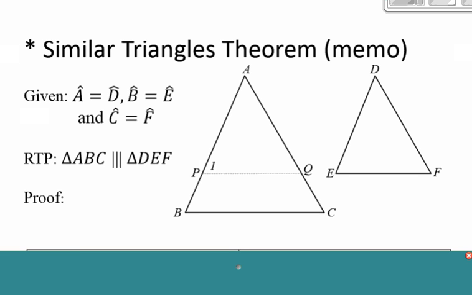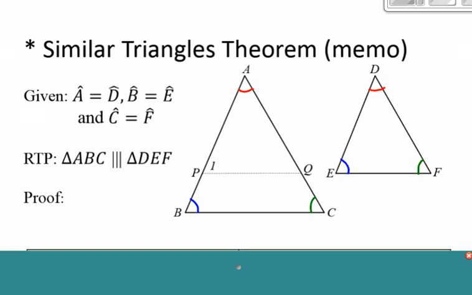And we have been told that angle A is equal to angle D, that angle B is equal to angle E, and that angle C is equal to angle F. So that's what we've been given. And we are required to prove that triangle ABC is similar to triangle DEF.